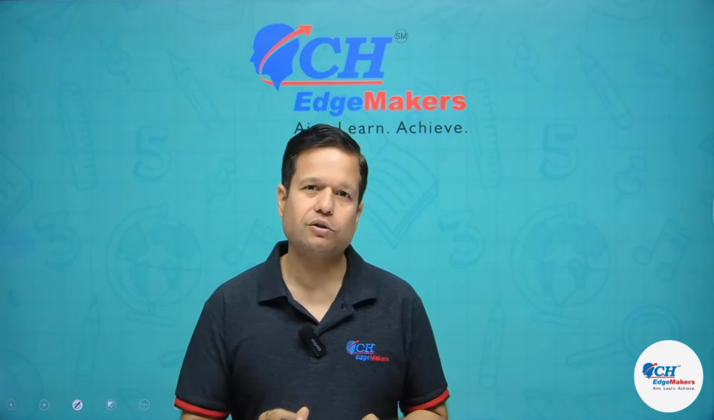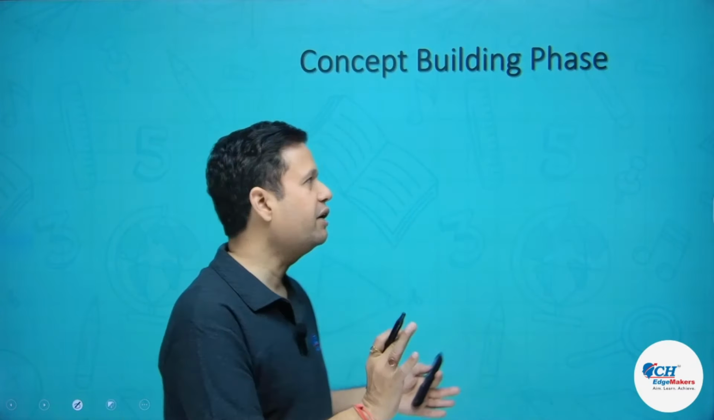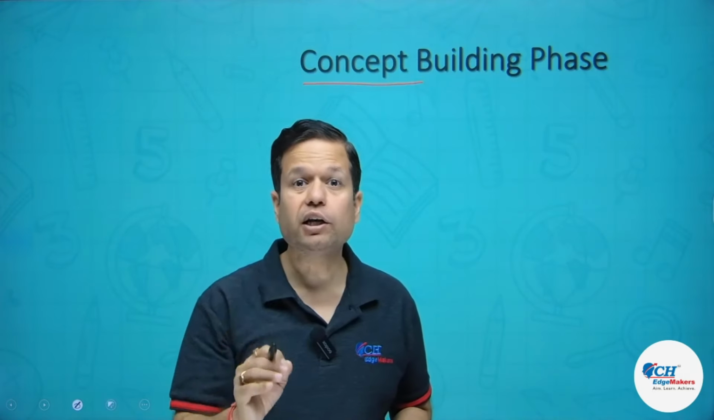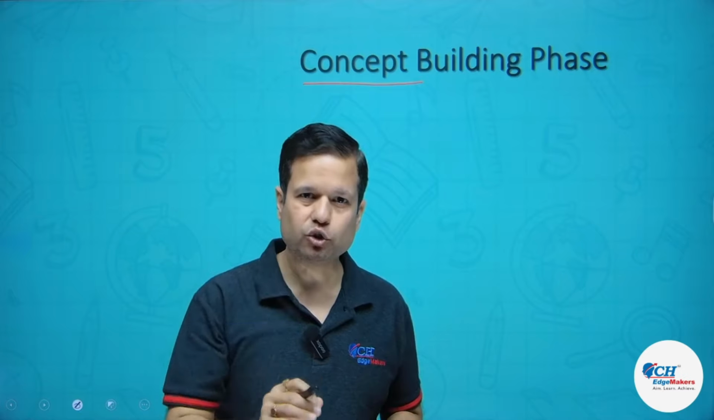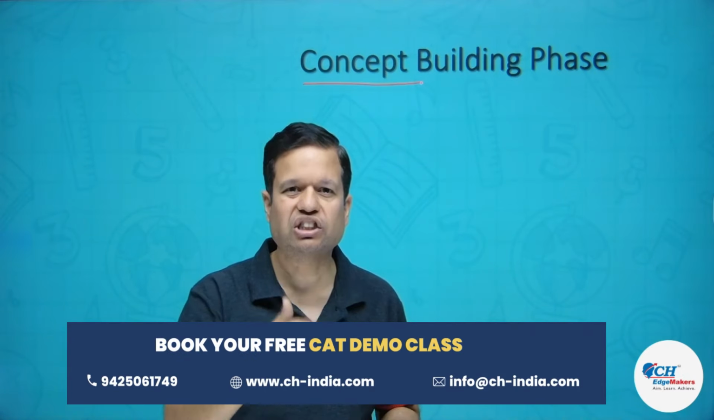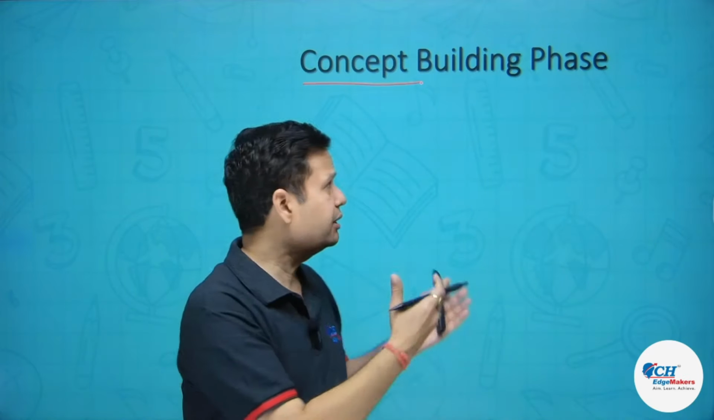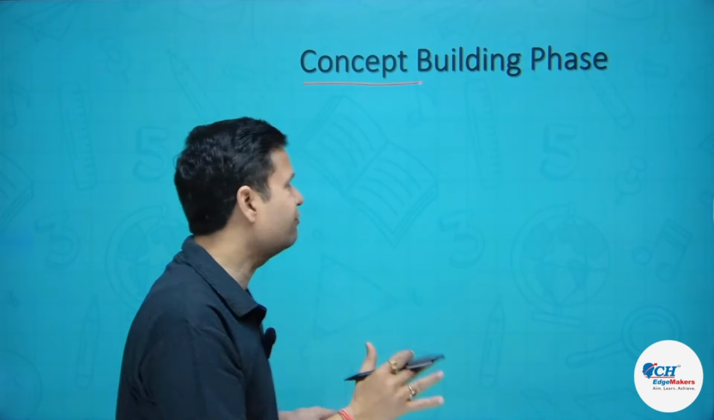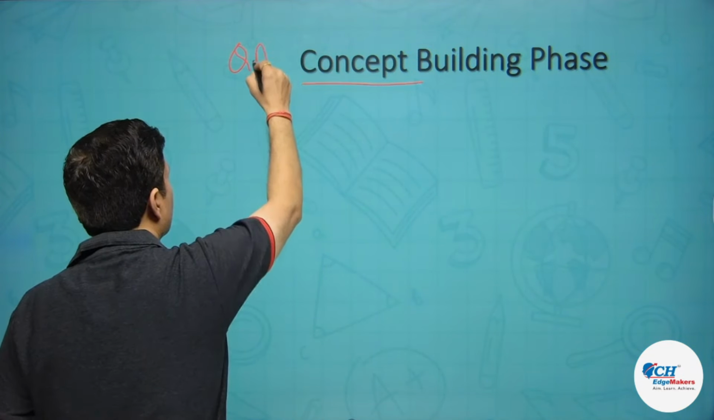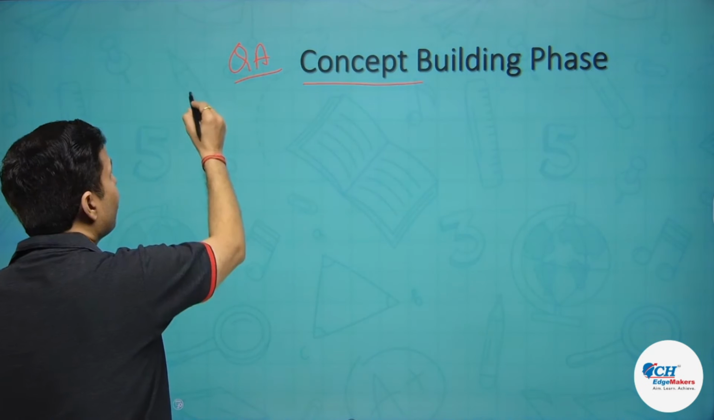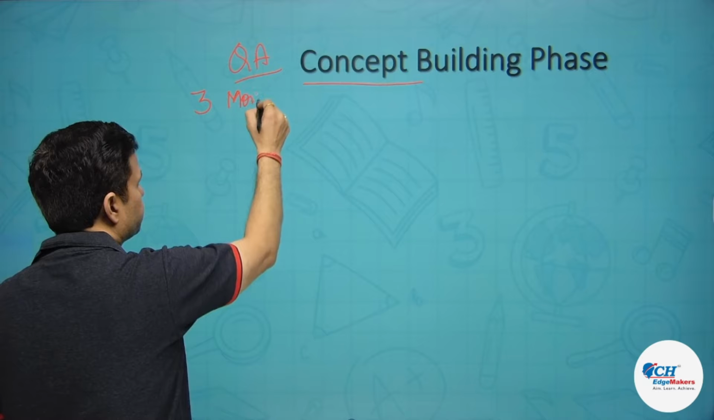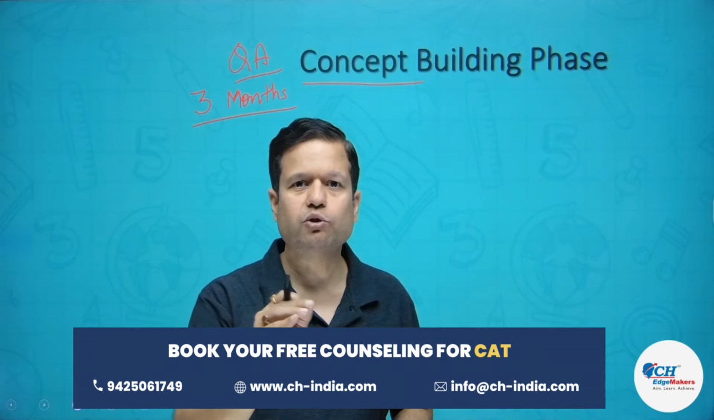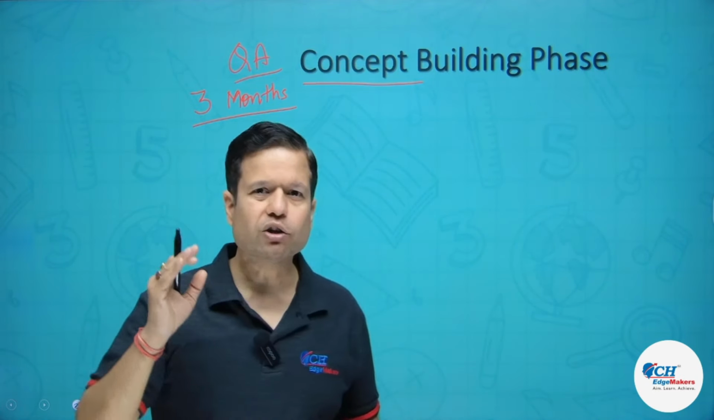The first phase should be termed the concept building phase. In the concept building phase, the basic emphasis should be on building your concepts. In this video, I have assumed that you don't know much about CAT and you are just starting your preparation. If you have already started, the concept building phase will probably be shorter for you. But for those who are starting, the concept building phase for QA, we are only talking about QA in this video, will be 3 months. So give yourself a target of 3 months to improve your concepts of quantitative aptitude. So what should you do and how should you do it?